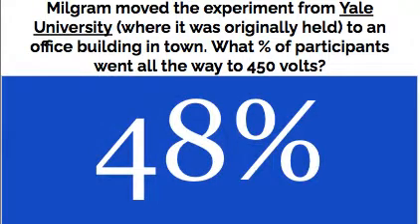It turns out it affected them significantly. So when you move from Yale University to just an office building, obedience drops from 65% to 48%. What that tells us is that people are more likely to be obedient to prestigious authorities that have some sort of scientific aura about them than they are to just people who happen to be working in an office building. But people are still fairly obedient in this circumstance as well.